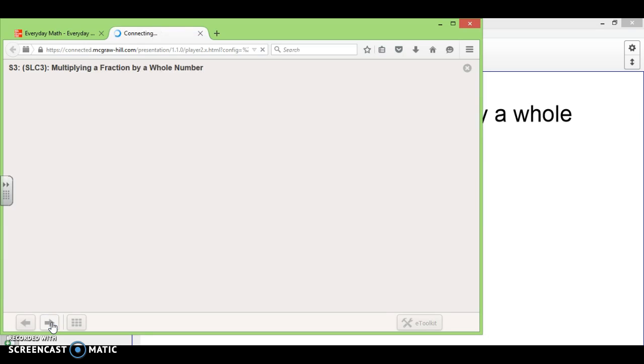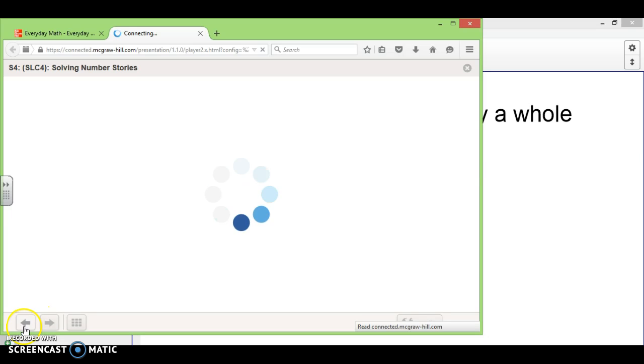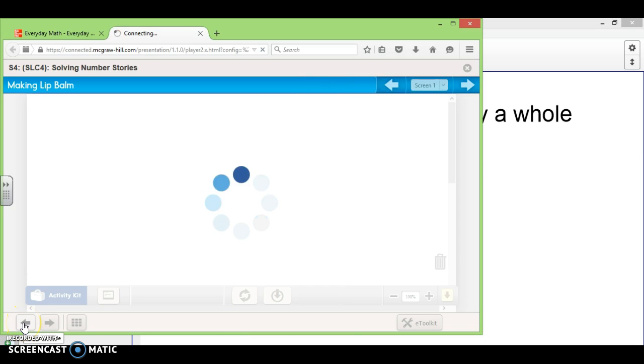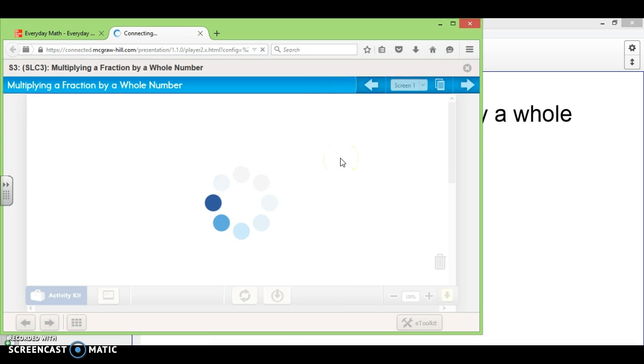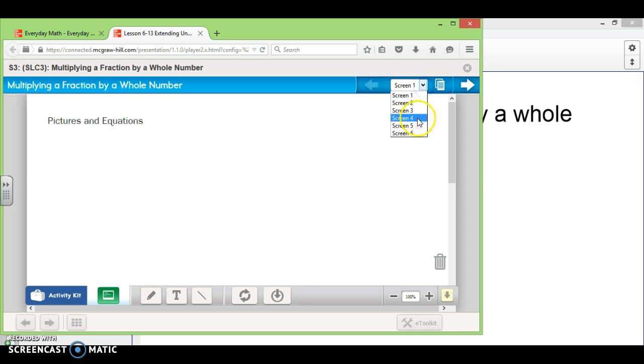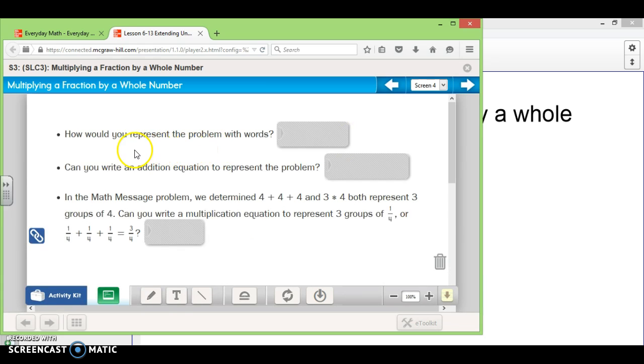What we're going to look at, though, is multiplying a fraction by a whole number. And 3 times 4 is the same as 4 plus 4 plus 4. Multiplying is the same as repeated addition. It's a shortcut for it. So let's take a look here.